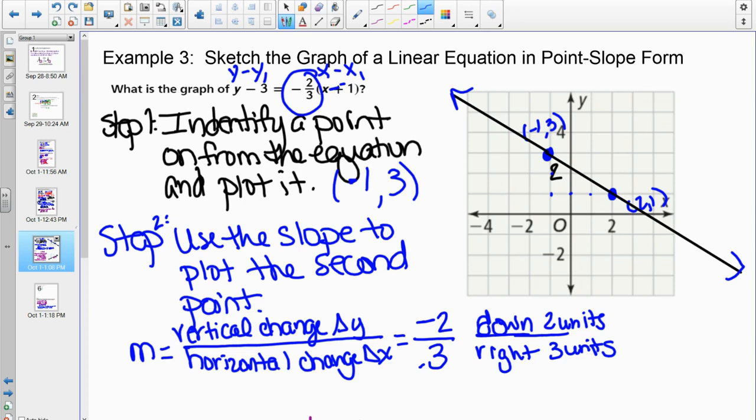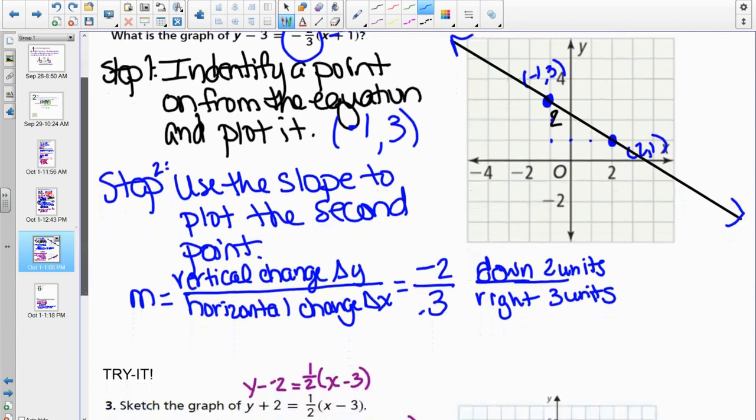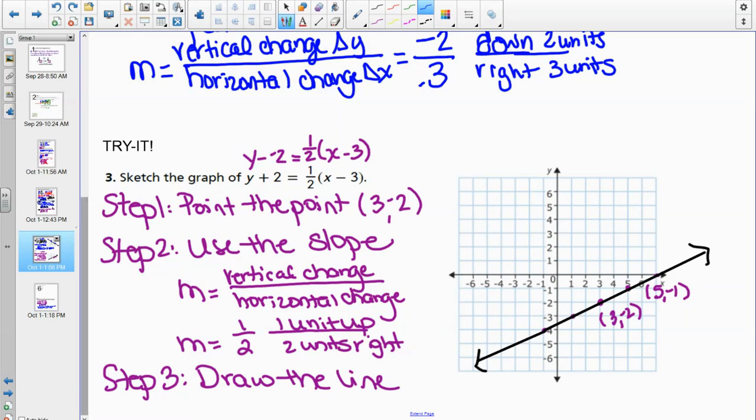Stop the video, try it on your own. Fast forward through my explanation if you don't need it. Make sure you have the graph right. If you don't have the graph right, rewind it, watch my explanation, and learn from it. So here's the tryout. It says to sketch the graph of y plus 2 equals 1/2 times x minus 3.